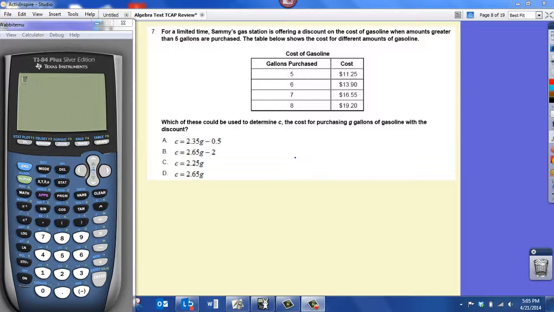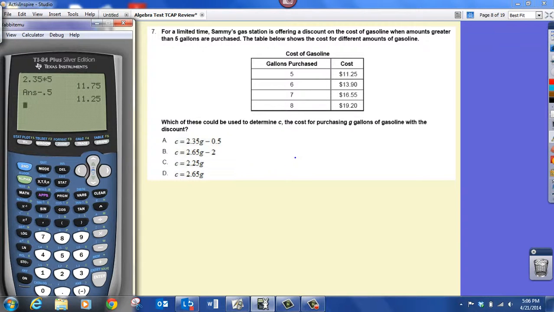It's just a matter of really seeing which one of these works, and multiplying it and whether you need to add or subtract. For example, let's test the first one, 2.35. So I'm going to go over here to my calculator. I can say 2.35 times G, G being the gallons, times 5 equals, now that gives me 11.75, but then it says subtract 0.5. Well, if I do that, it works for the first one, right?